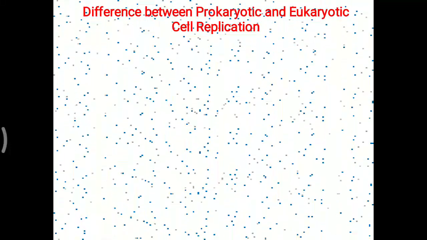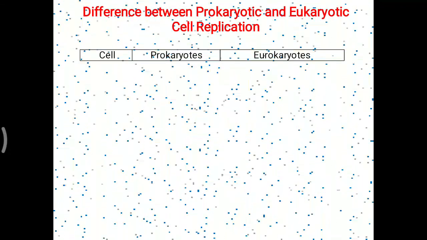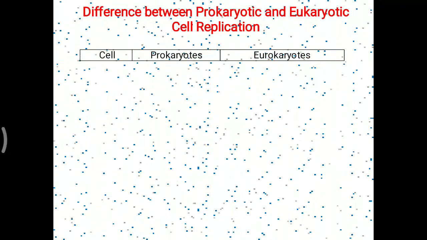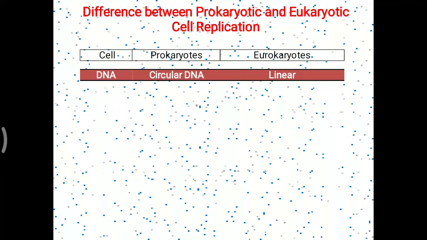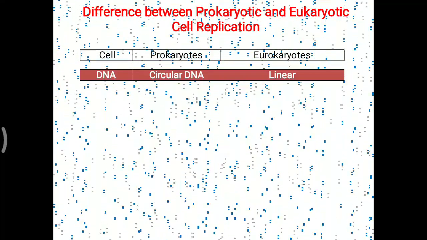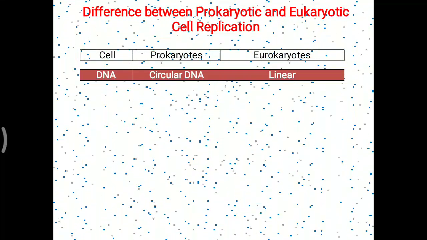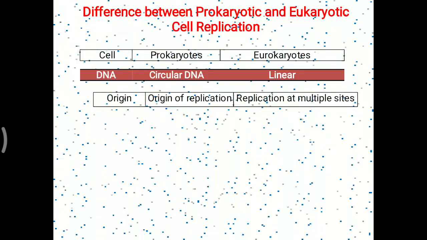Today's topic is the difference between prokaryotic and eukaryotic cell replication. So we will look in detail at prokaryotic and eukaryotic replication. In the structure of DNA, prokaryotes have circular DNA, while eukaryotes have a linear DNA structure in the form of chromosomes. Further, origin of replication.